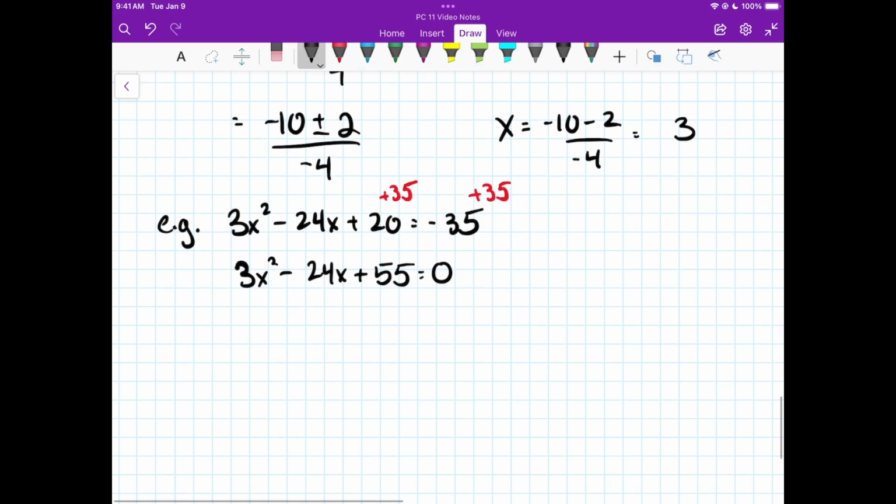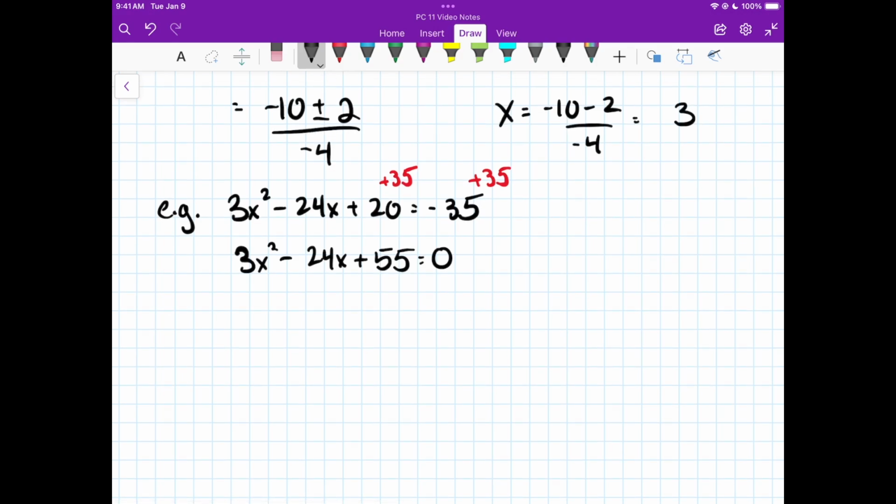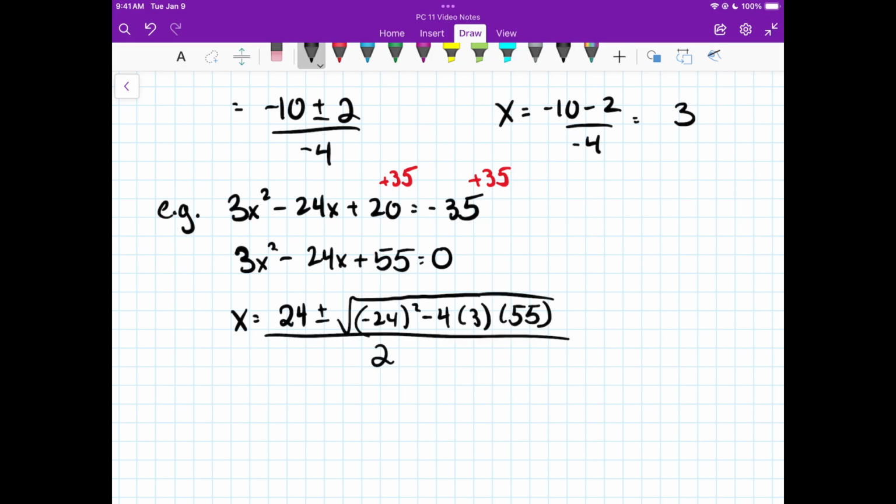All right, so go ahead and do the rest of this one yourself and come back and we'll talk about it once you're done. So we've got x is negative 24, so that's just going to be positive 24, plus or minus the square root of negative 24 squared minus 4 times 3 times 55, all over 2 times 3.